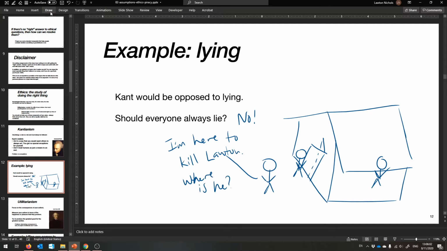And so, in Kant's world, this person must never lie. And so they would tell my killer, oh, he's in his room. And the idea is that is exactly what you should be doing. And you might not like that idea a whole lot. But one counter-argument to not liking that idea is the following.